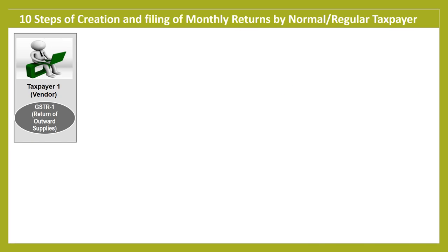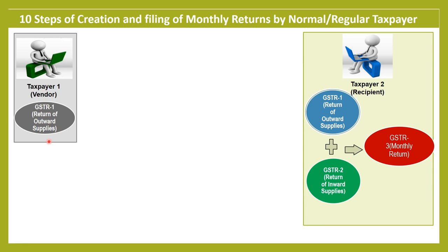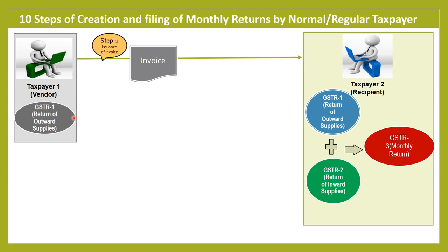Now, before starting the steps, I'll tell you that there is a taxpayer 1 who is a vendor. Taxpayer 1, in the capacity of vendor, will have to file his GSTR1, that is the return of outward supplies. And there is a taxpayer 2 who has to file again the GSTR1 and his GSTR2 in the capacity of recipient, and also needs to file the GSTR3. Similarly, this taxpayer 1 will also have to file all these 3 returns, but for the ease or the purpose of explanation, we have kept that for the purpose of flow, this taxpayer 1 will issue an invoice to the taxpayer 2. That is the first step.